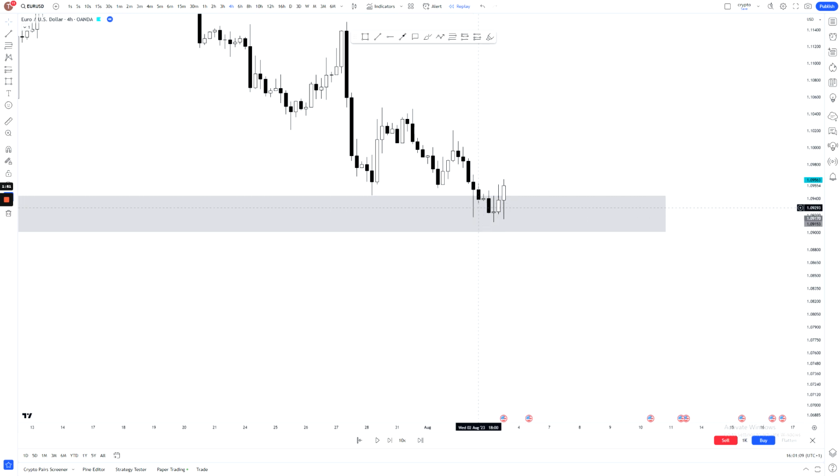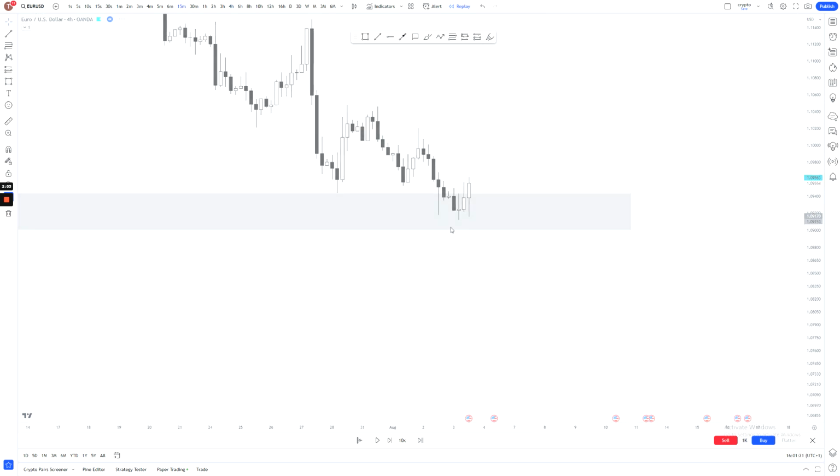I did take a -1R, which I will go through in a minute. It fit my rules perfectly. It was a valid -1R, so super happy with that. Let's get into it. Drop down to the 15-minute.